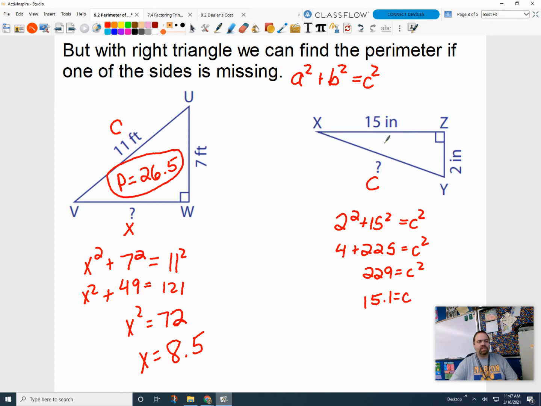That means that this perimeter is 32.1 when you add up the 15, the 2, and the 15.1 that you just found. Okay? These only come one of 2 ways. Either you're missing the hypotenuse or you're missing a leg. And there's an example right there, one of each.